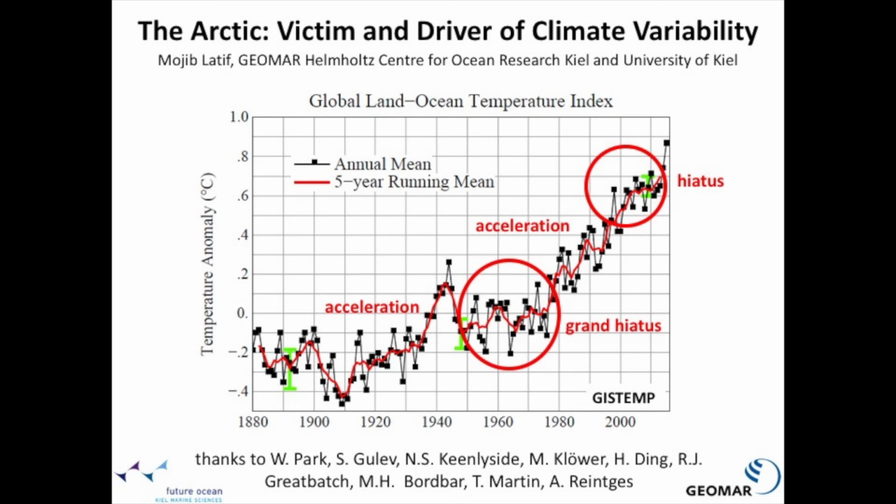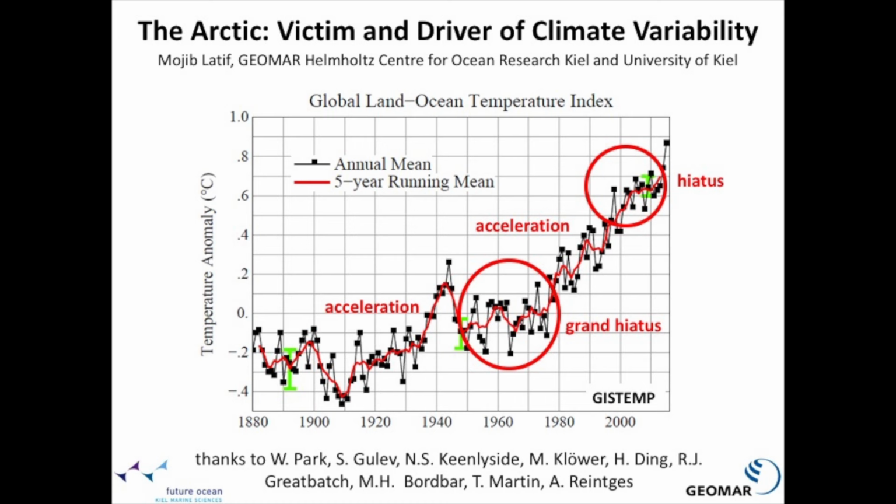Now, I try to make clear that if you look at the full instrumental record, you can't miss global warming. But of course, there is variability, and there is also long-term variability. So you see phases when the temperature is rising very quickly, then you see phases like from 1940 to 1970, which is termed the grand hiatus, where temperature didn't increase, and then we see again an acceleration, and so on.